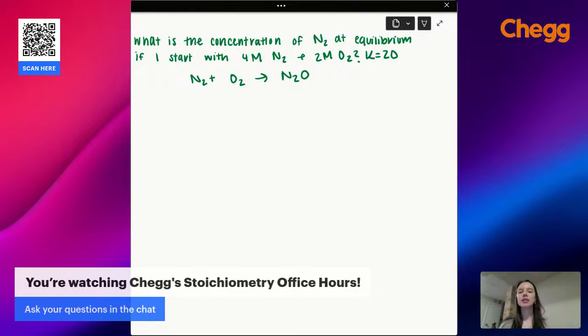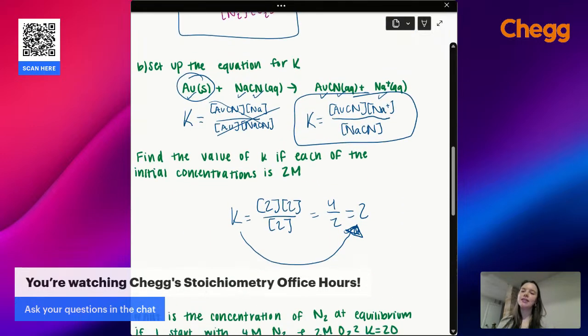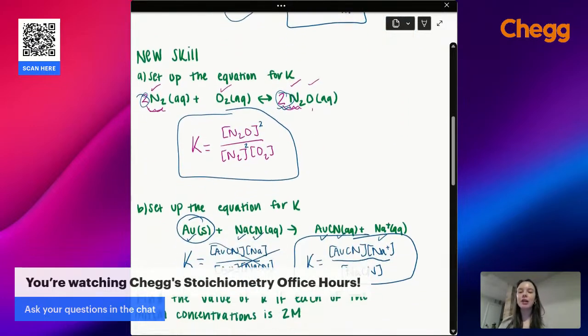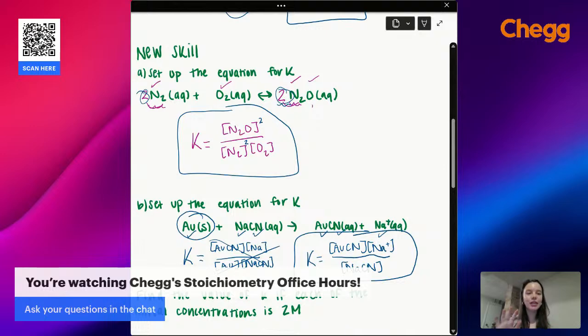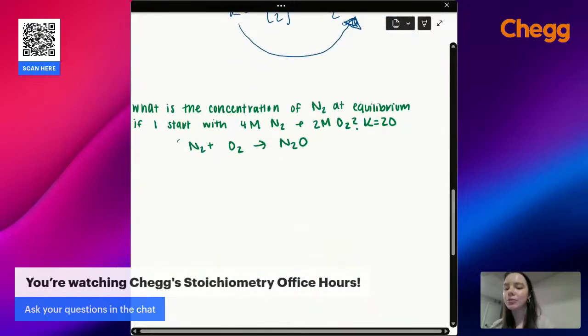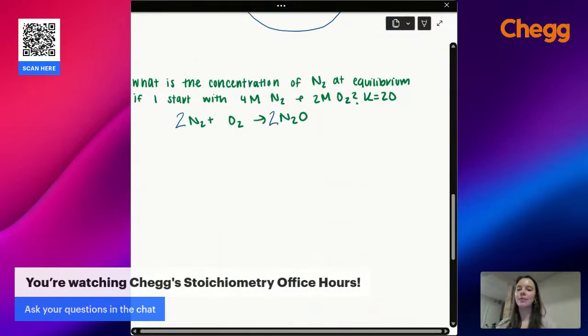But we want to know what's the concentration of N2 at equilibrium. If I start with 4 molars of N2 and 2 molars of O2, K is equal to 20. So I kind of cheated a little bit because we just balanced the chemical equation. So we're just going to copy those numbers because I feel pretty confident that we all know how to balance equations now. So we have a 2 in front of the N2 and a 2 in front of our N2O. So I'm just going to go ahead and add those in.